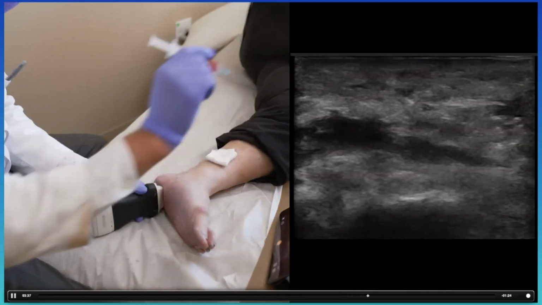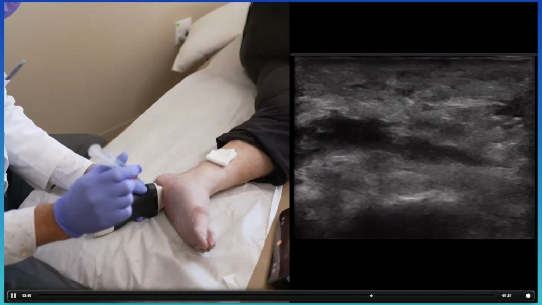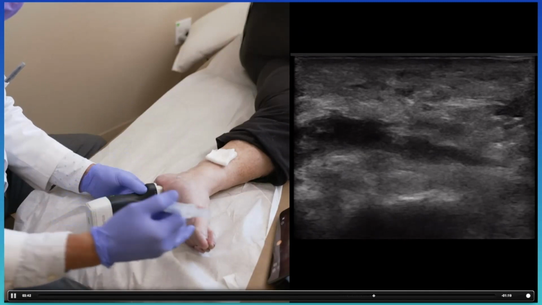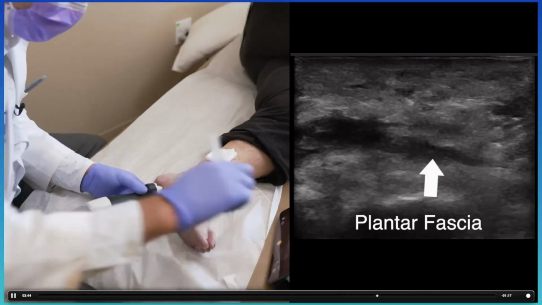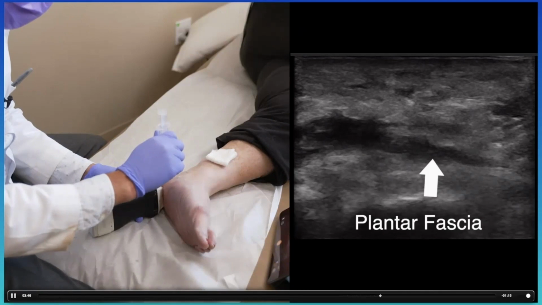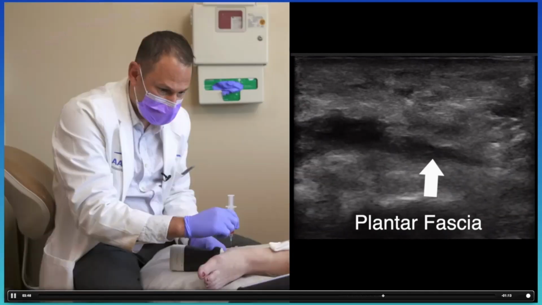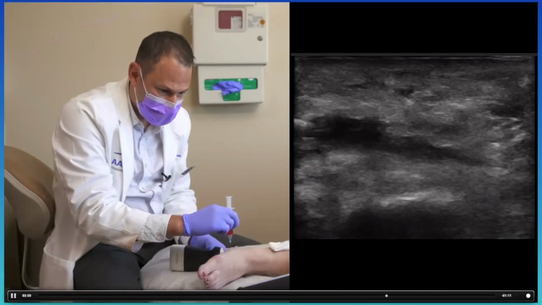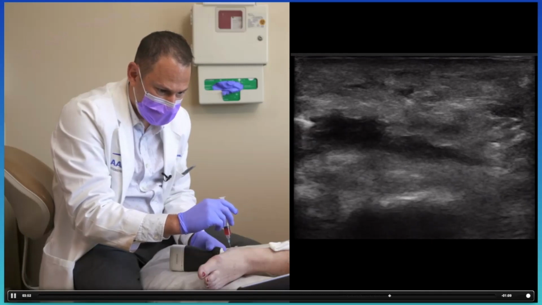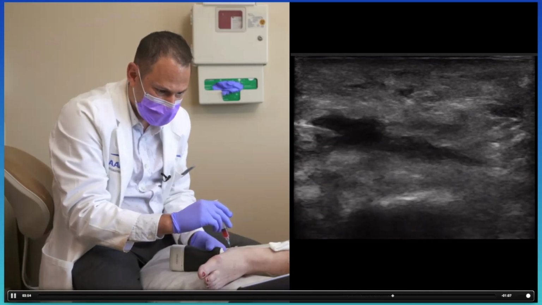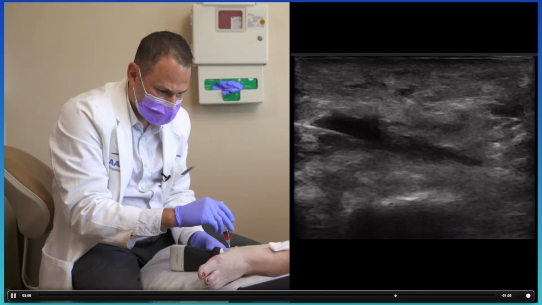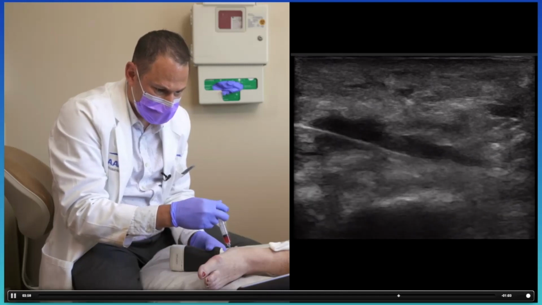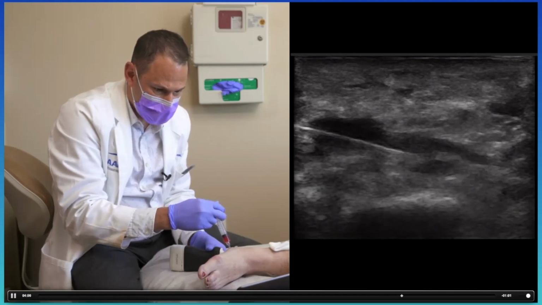So now I'm going to insert the PRP, aiming for the plantar fascia. Little pinch, Regina. Okay. Feel that? Very little. Good. And you can see my needle entering into the fascia. I'm depositing the PRP superior to the fascia, as well as into the fascia. If there's resistance, I'm not injecting.